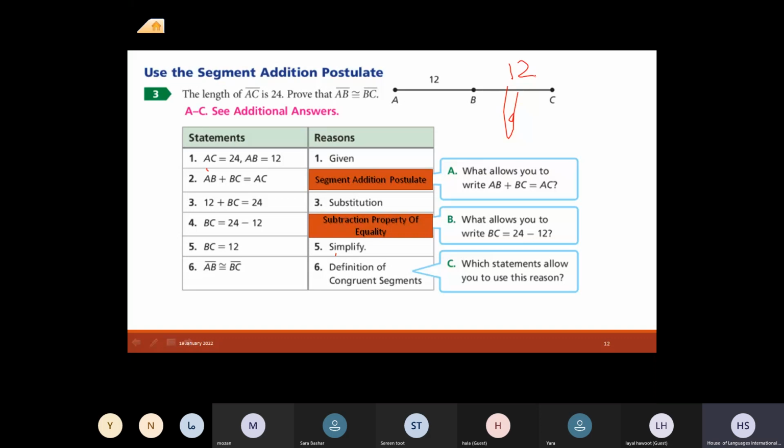So here now, all of us know that if the length of AB is 12, and the length of AC is 24, if I ask you to solve it, you will subtract 24 minus 12 to get 12. But now I want you to show me how you get it. What did you say? First step, Juri.